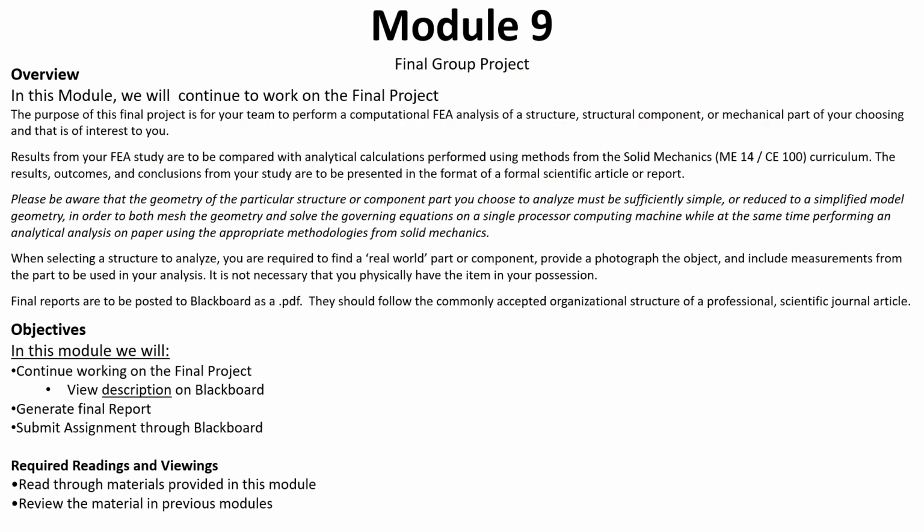As you continue working on this group project, I want you to be aware that the geometry of the particular structure or component that you choose to analyze must be sufficiently simple, or you need to be able to at least reduce it to a simplified model geometry. The reason for this is so that you can both mesh the geometry and solve the governing equations using a single processing computer machine. You don't need a supercomputer to perform this FEA analysis on the part. So make sure you choose something that's sufficiently simple or can be reduced down to a simplified geometry so you can use a regular computer to analyze this.